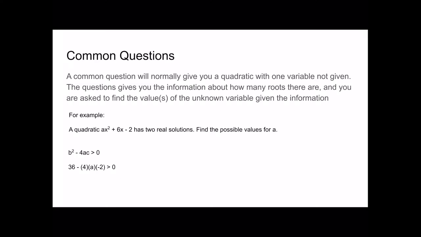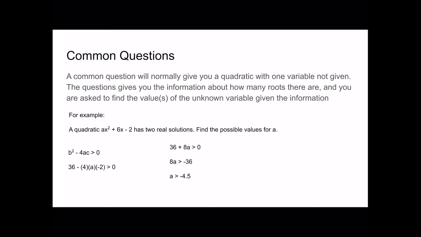6 squared is 36. Okay, so minus 4 times a, which we don't know, times the c, which is negative 2, and that's greater than 0. If you simplify this, you should get 36 plus 8a is greater than 0. If you rearrange the equation, you should get 8a is greater than negative 36. And a final rearrange should show that a must be greater than negative 4.5. So for any value of a greater than negative 4.5, there will be 2 real solutions. Any other value for a that's not in the specified range will not give you 2 real solutions.